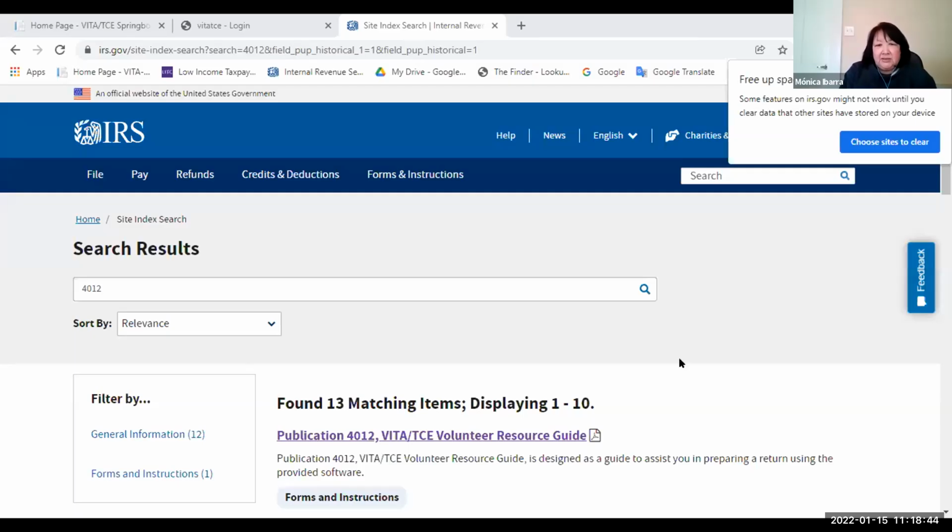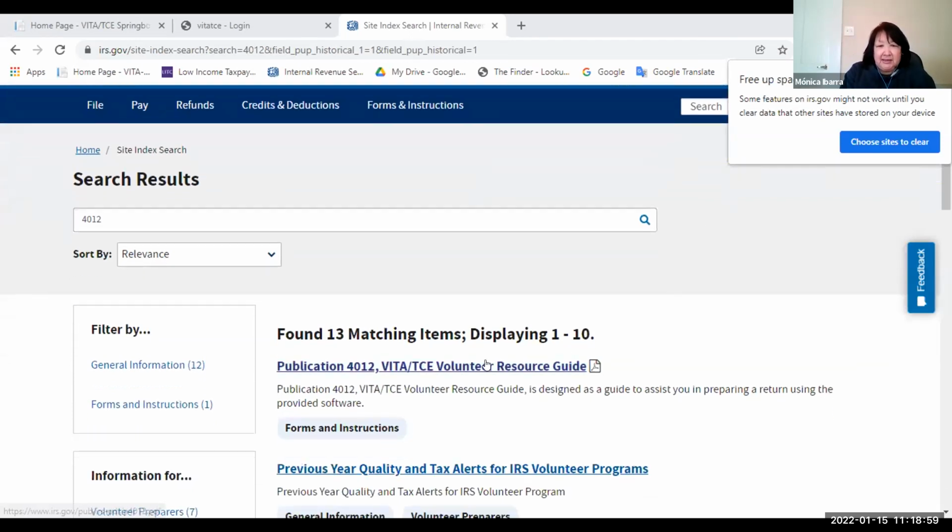Okay, so you can all see that I am on a web browser. I've come to irs.gov, and in the search box up here on the upper right hand side, I put 4012, which is the resource guide, and then here it is.